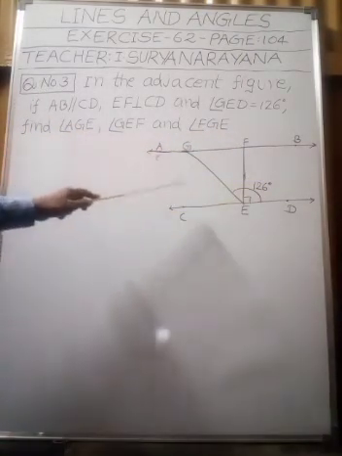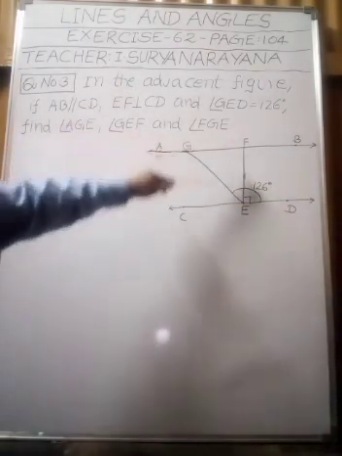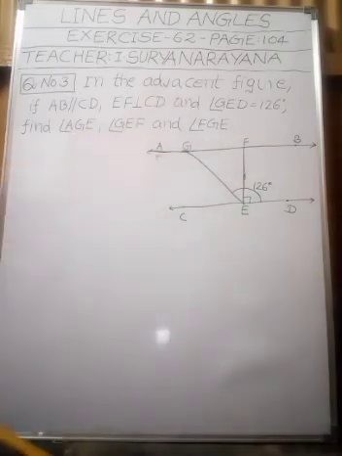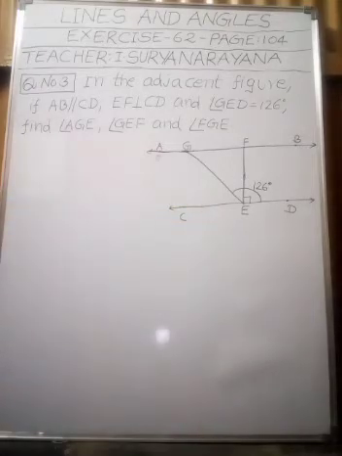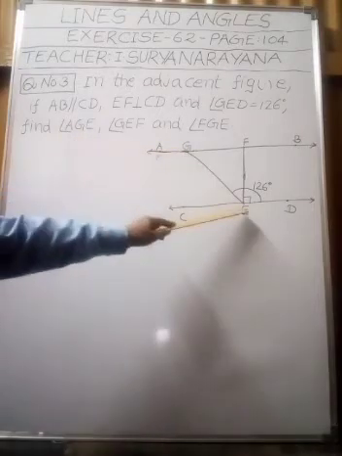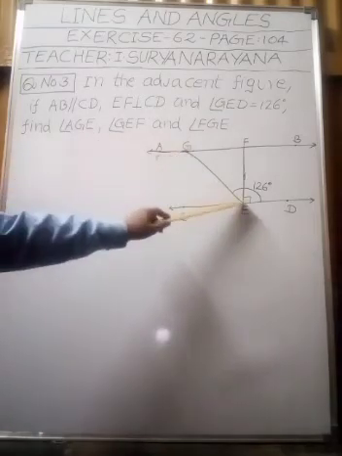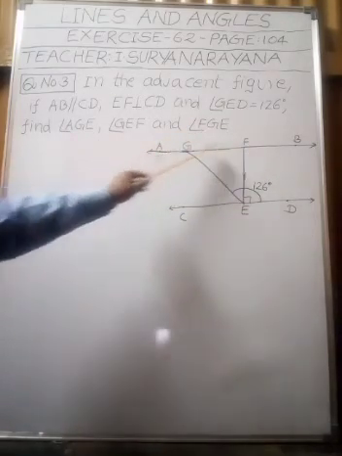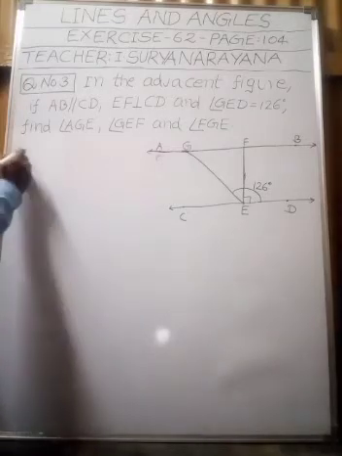Okay, my dear children, understood? Observe this figure. AB is parallel to CD, it is given, and EF is perpendicular to CD. Then we have to find angle AGE, angle GEF, and angle FGE. We have to find these three angles. Understood this question, my dear children? Right. Now come to the solution part.